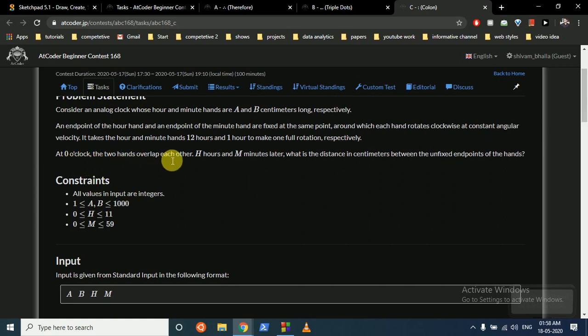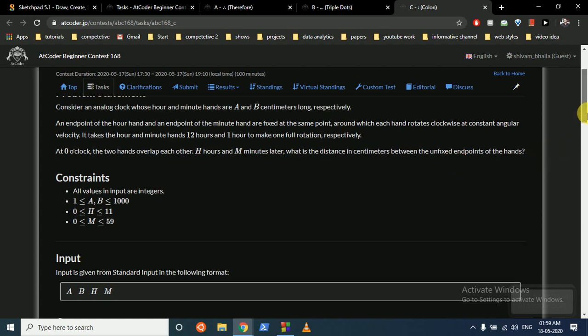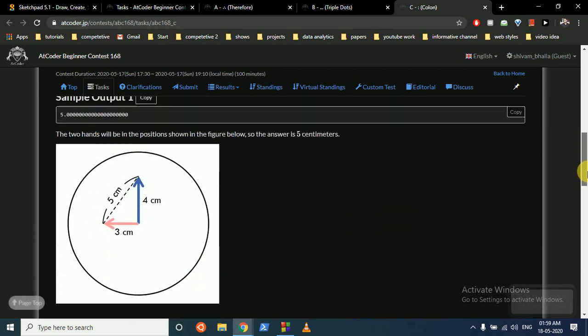So at 0 o'clock, the two hands overlap each other. Now after h hours and m minutes, what is the distance in centimeters between the unfixed points of the hands? So it will be more clear through the example.